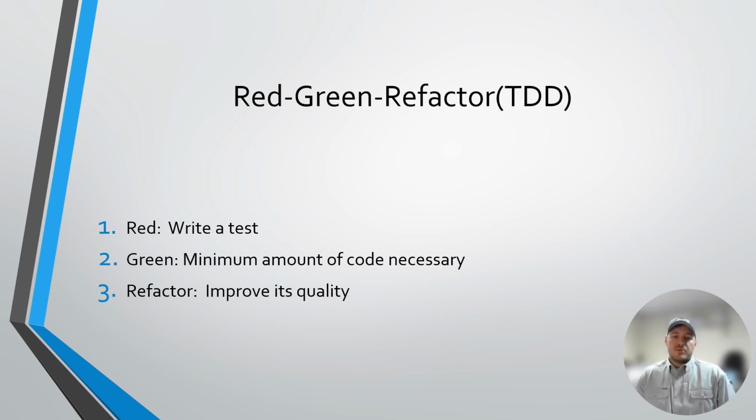Green is where you write the minimum amount of code necessary to pass the test. The code is written with the sole purpose of making the test pass. This stage is called green because the test framework will highlight the test in green to indicate that it has passed. The final part is called refactor.